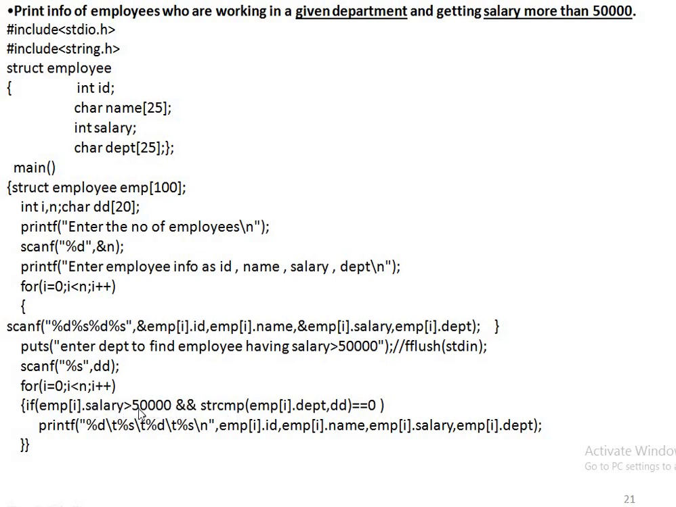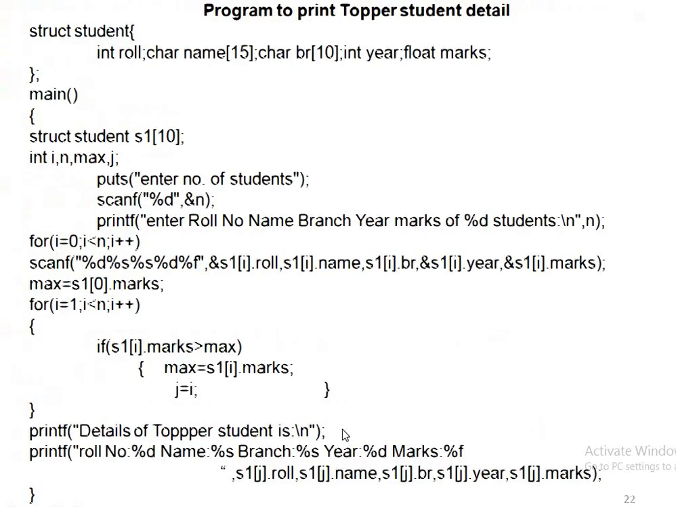With the logical AND operator, both things will be given. Department 2 will be compared with the given department, and then for a particular employee, the salary. Both should be true, then only the information of those employees will be represented. Then in the next program we want to find the topper student. First of all the structure of student will be created, all the entries will be created, then finding the topper will be based on the marks member variable.